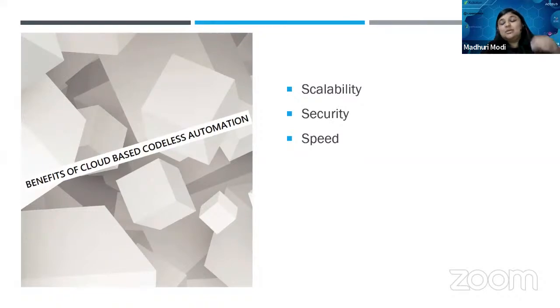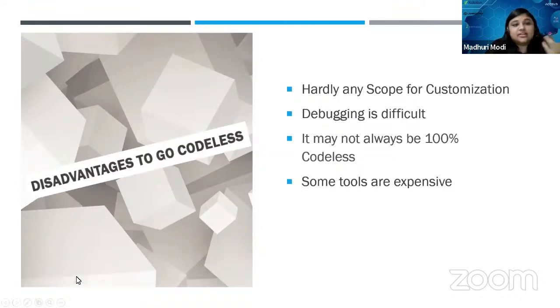So these are the benefits, but yeah, codeless automation is not flawless. So let's move on to the disadvantages, right? So what are the disadvantages?